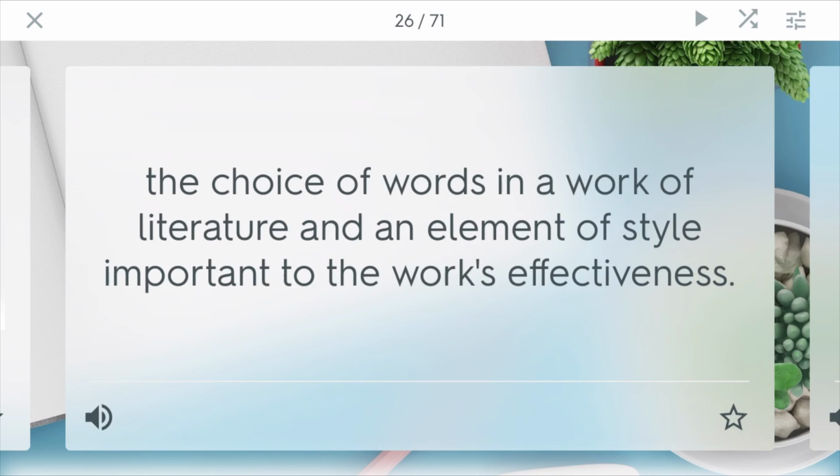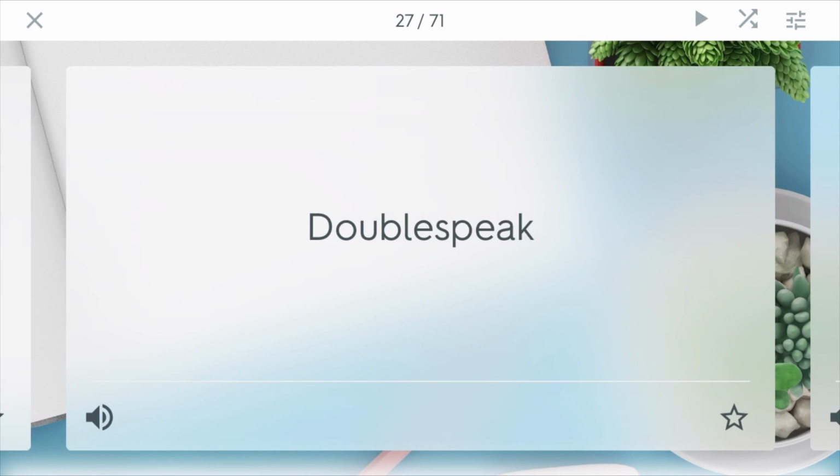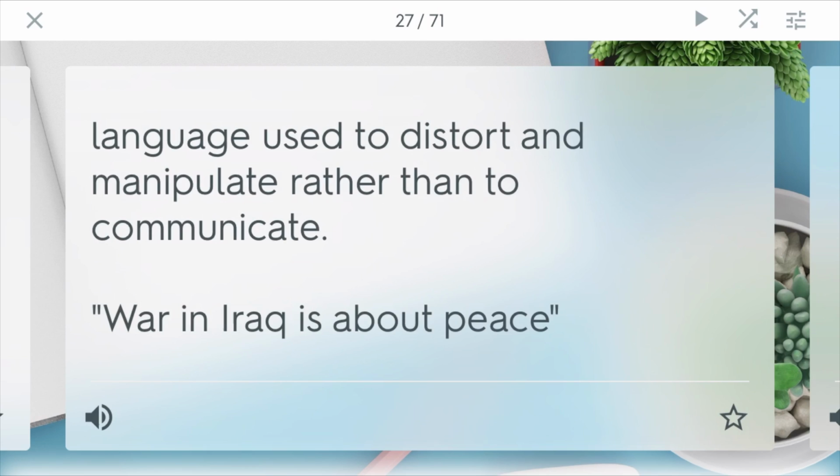Diction is the choice of words in a work of literature, and an element of style that's important to the work's effectiveness. It's the words the author chooses to use. Doublespeak is language that is used to distort and manipulate, rather than to communicate. When people said the war in Iraq is about peace, that is trying to manipulate the true purpose of this war.